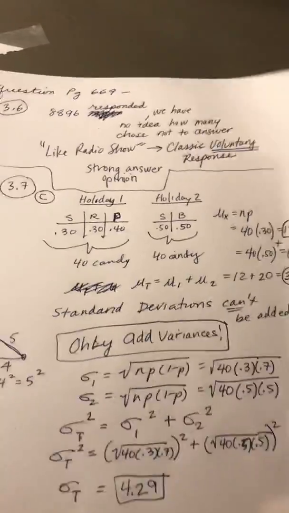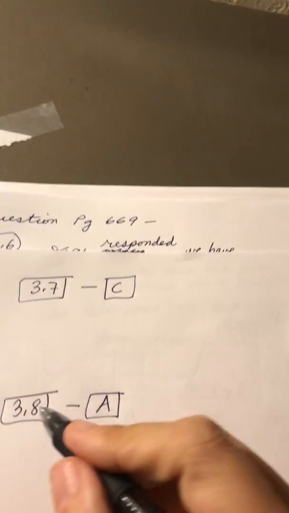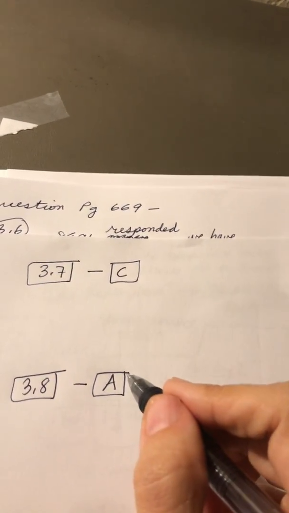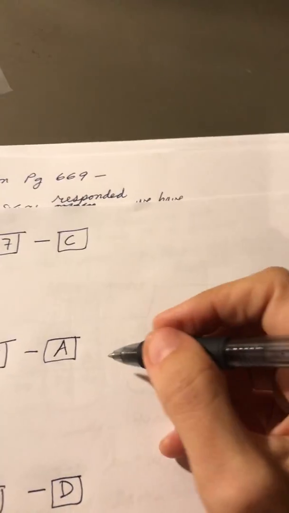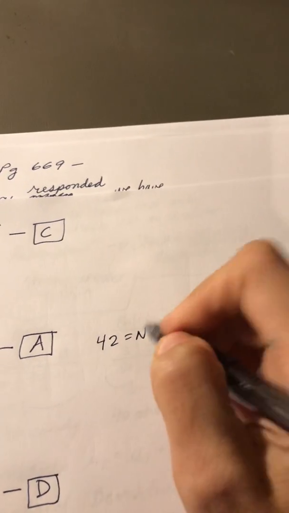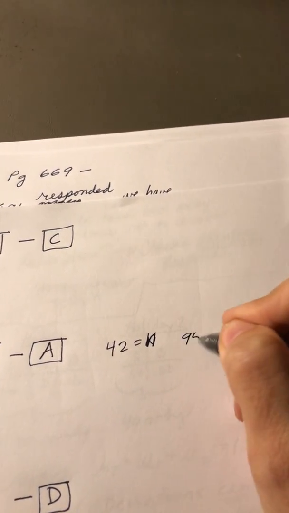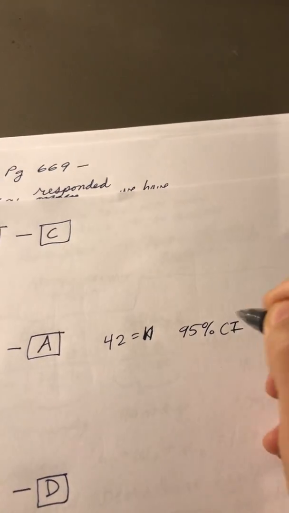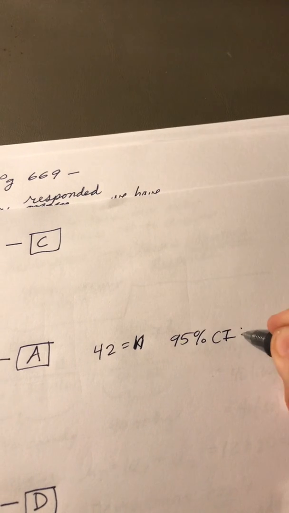Okay, 6 and 7 done. Question number 8. The answer is A, and I think a lot of people got this one right. We've definitely been talking about it. It says if a rancher sampled 42, so that's our N, from a large herd, and he obtained a 95% confidence interval to estimate the mean weight of the cows, he observed that interval.